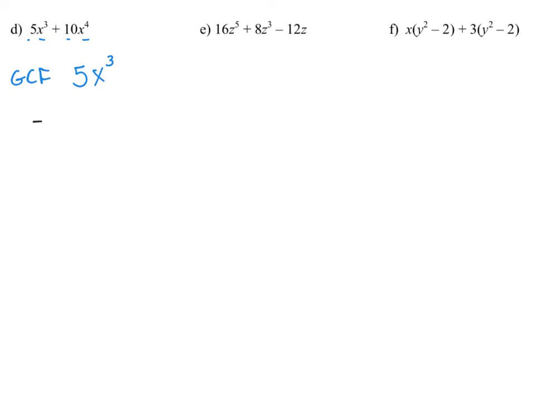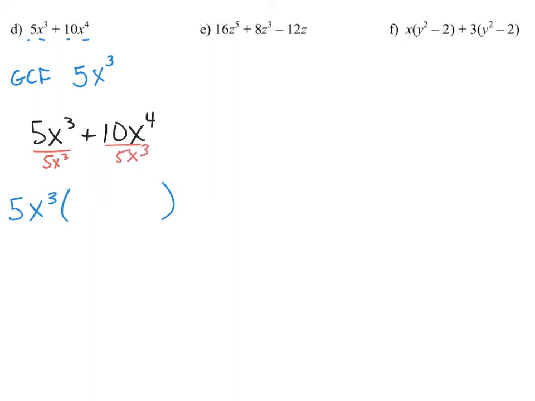We can take our polynomial 5x to the third plus 10x to the fourth and write it in factored form by taking out that 5x to the third from both the first and the second term. When you're taking it out, it's like we are dividing each of those terms by 5x to the third.